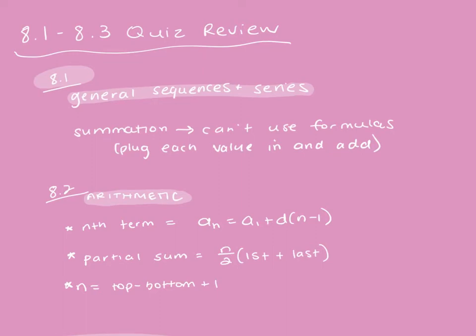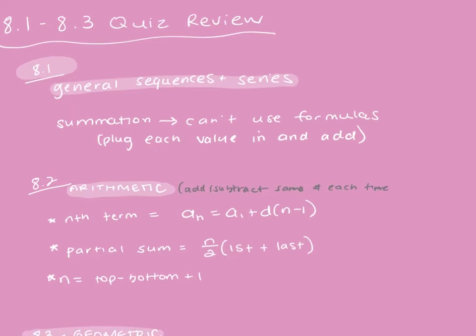8.2 was when arithmetic series was talked about, and these are ones where you add the same number each time, or subtract if it was negative. And that number is D, the common difference. So when we're finding the nth term and it's arithmetic, it's A sub n equals A sub 1 plus D times n minus 1.